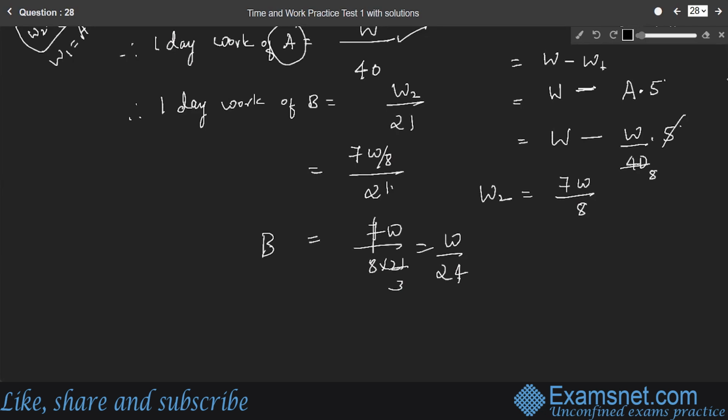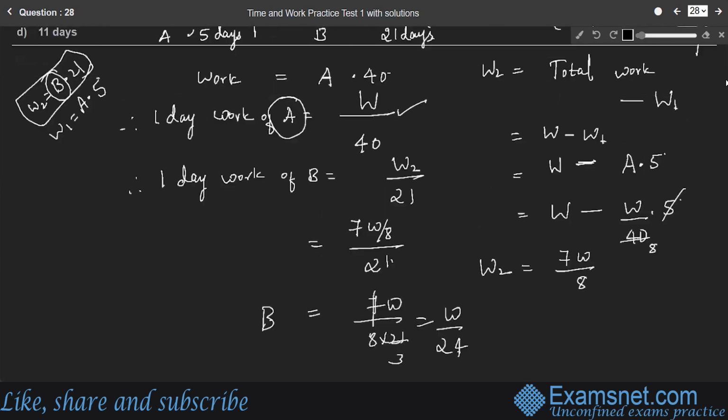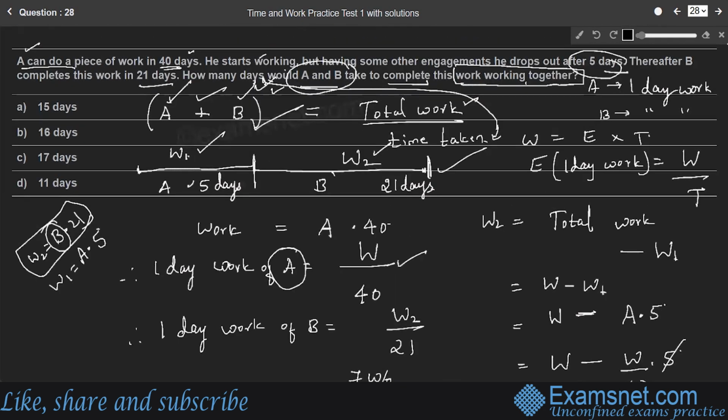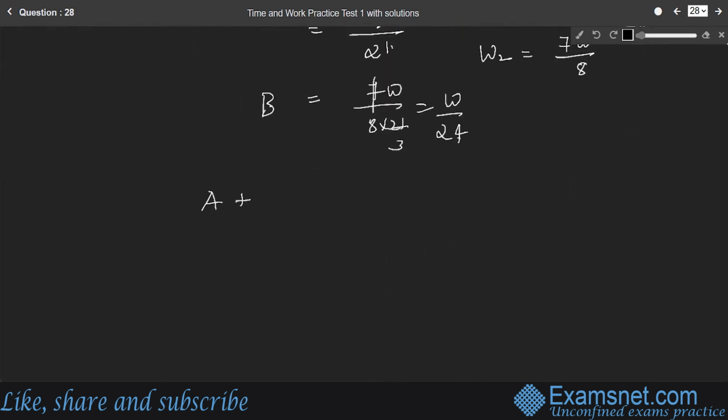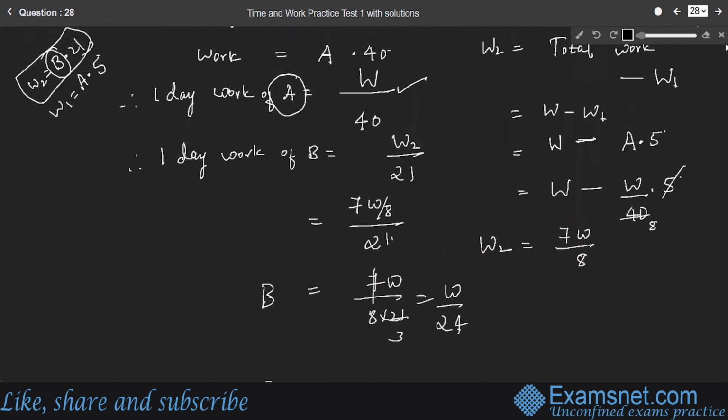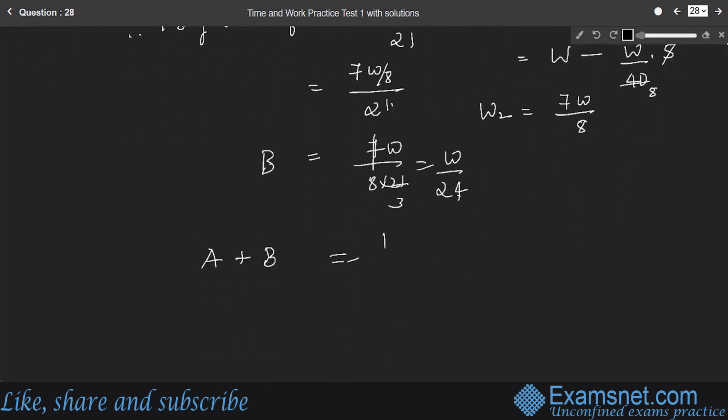W by 24 is 1 day work of B. So once we know the value of A and B, which is total work by time taken, we'll consider A plus B if they start working together. The sum of their efficiency, the sum of their 1 day work, becomes A plus B: W by 40 plus W by 24.